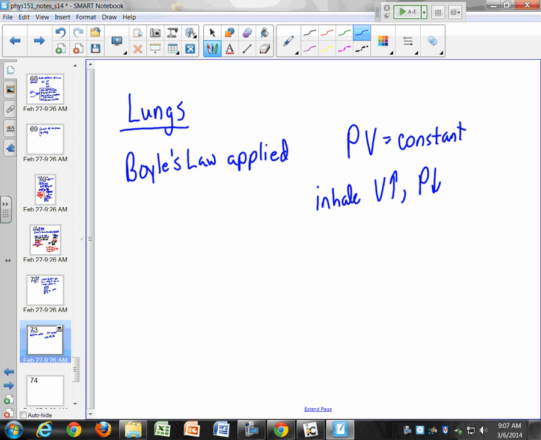And if you have a low pressure inside your lungs, then that's going to cause the high pressure air to go into your lungs. Similarly, if you exhale, our volume goes down, and the pressure goes up, and the high pressure air inside your lungs rushes out into the atmosphere. Okay.